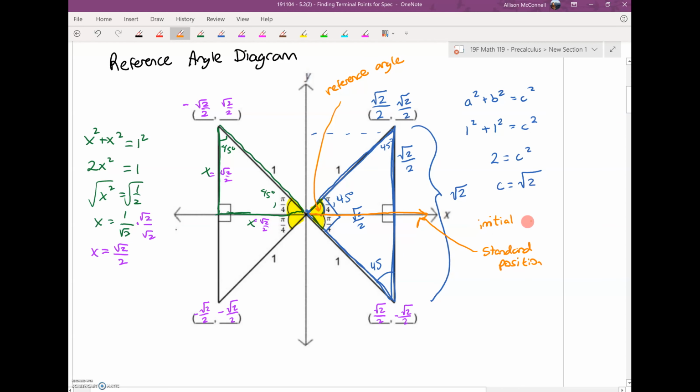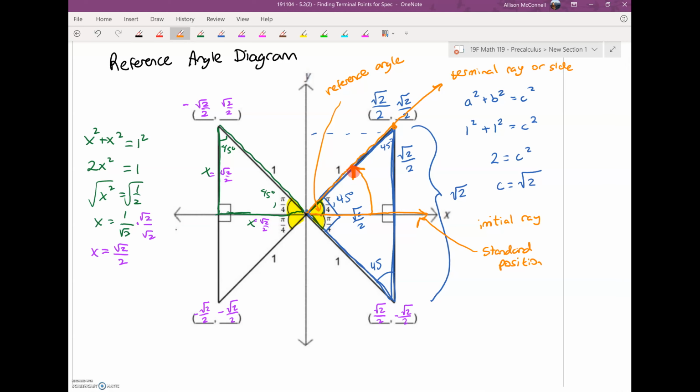This is the initial ray, or if you're referring to the triangle, you could call it the initial side of our angle. Whereas this one would be our terminal. It's the ending side of our angle. So this is the terminal ray or terminal side. And another key distinction is your reference angle and your angle of rotation can be the same, but they are not necessarily the same.